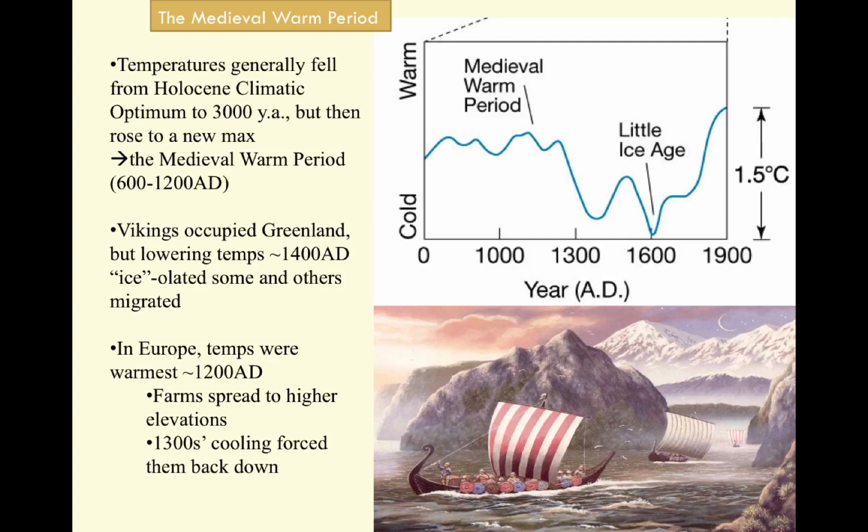However, lowering temps around 1400 AD isolated some of them, and then others migrated away. The climate just got too cold to support them in Greenland anymore. In Europe, the temperatures were warmest at about 1200 AD. We know this because farms were spreading to higher elevations. They were trying to get out of that warm air to a cooler spot to grow the same plants they had originally grown, and in the 1300s, the cooling forced them back down.